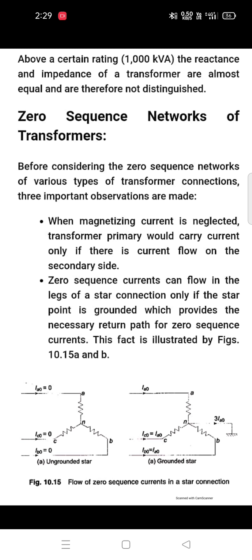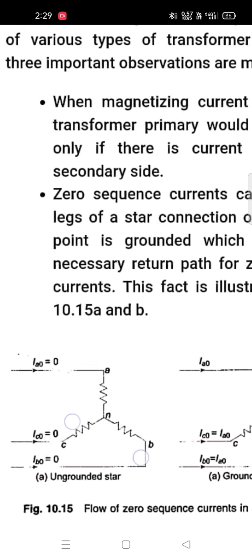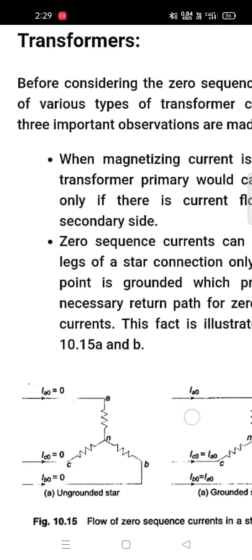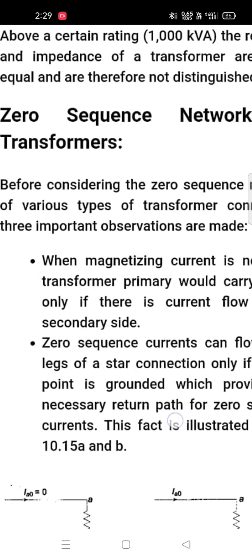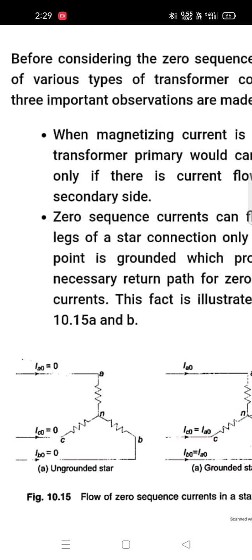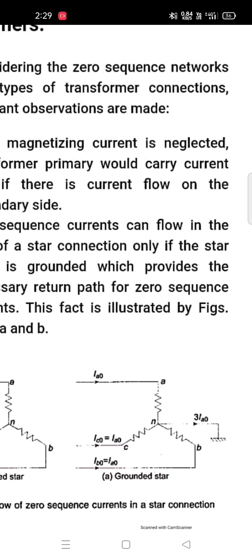Second, zero sequence current can flow in the legs of a star connection only if the star point is grounded, which provides the necessary return path for zero sequence current. Here you can say both facts are illustrated in the figure. First one is, if the magnetizing current is neglected, the transformer primary would carry current only if there is a current flow on the secondary side. And the second one is the inclusion of grounding for flowing zero sequence current.